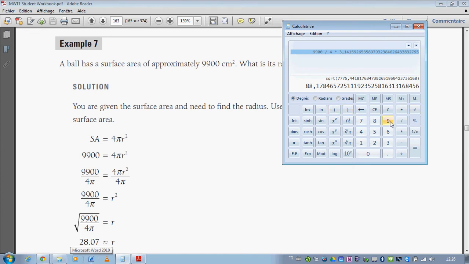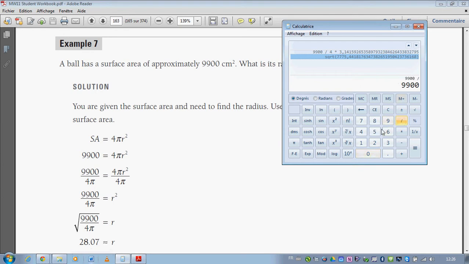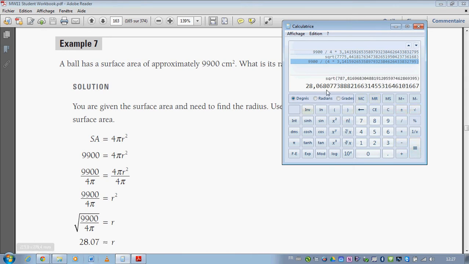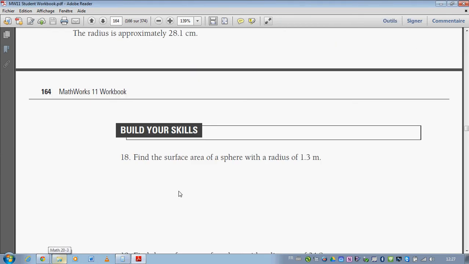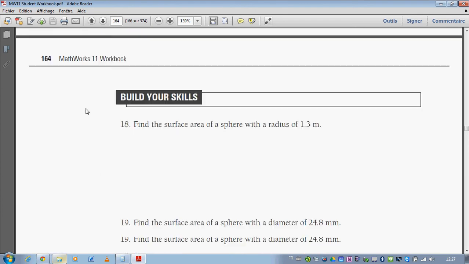You do need to tell your calculator, oh, by the way, it's actually 9,900 divided by the, and then you open a bracket to tell it that it's actually the product of 4 times pi, close the bracket, okay? So that way your calculator is understanding it's 9,900 divided by 4 times pi. So whatever the product is of 4 times pi, you're going 9,900 divided by that, okay? And then you get that answer, then you square root it, because you just got to square root what's under there, under the square root, and that gives you 28.07. Okay? So at this point, you can pause this video and try out your Build Your Skills questions on page 164 of your workbook.